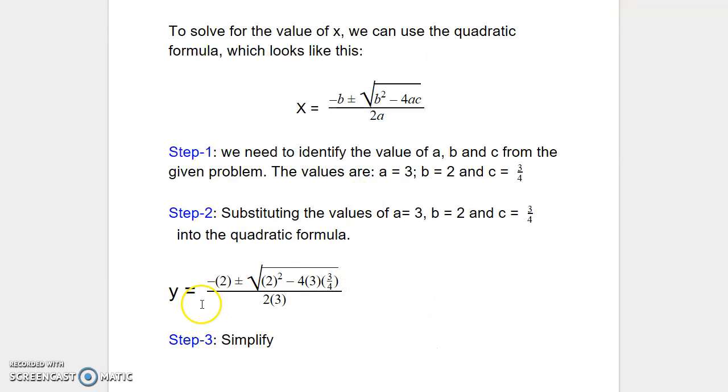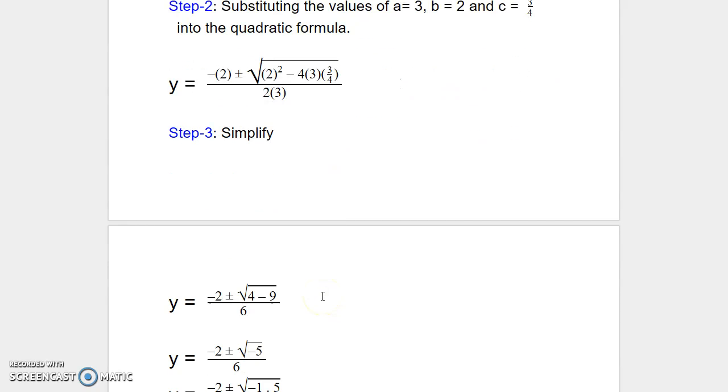Okay, so the formula is stating minus b, the value of b is 2, plus or minus the square root of b squared, the value of b is 2, raised to the power of 2, minus 4ac, 4 times the value of a, which is 3, and the value of c, which is 3 over 4, the whole thing divided by 2 times a, the value of a is 3. So we substituted all the values a, b, and c into the formula, and now we're going to simplify it.